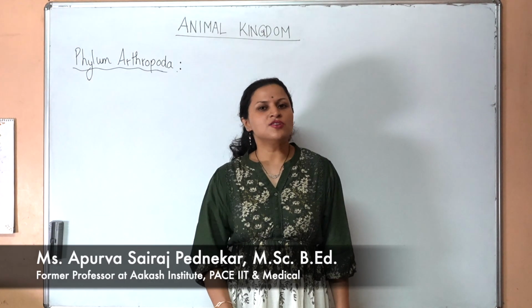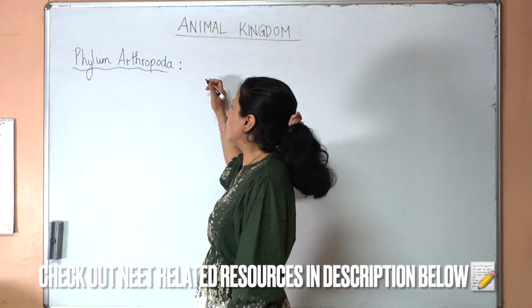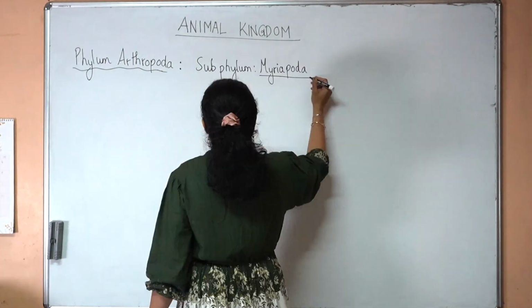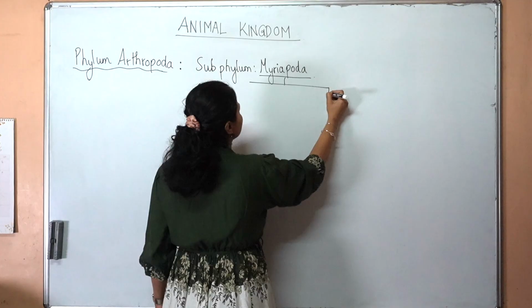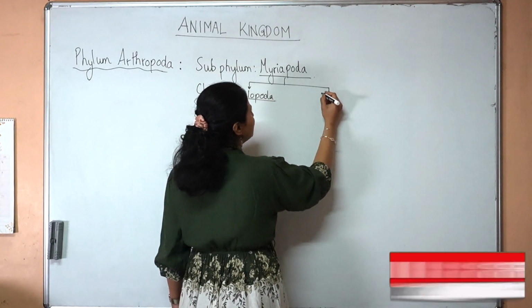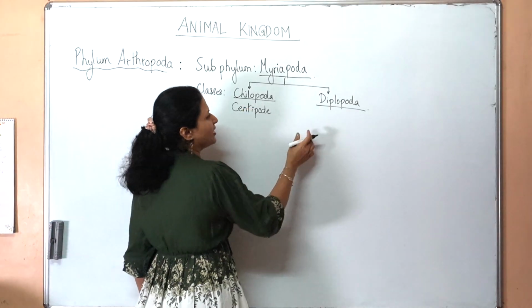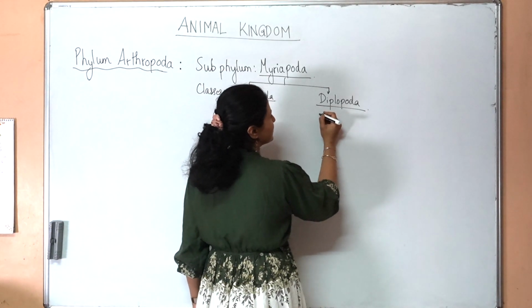Students, now we are going to look at the next two classes of phylum Arthropoda, that is class Chilopoda and class Diplopoda. Under phylum Arthropoda, there is a subphylum called subphylum Myriapoda, and these two classes that I mentioned fall under this subphylum. The members of class Chilopoda are called centipedes and the members of class Diplopoda are called millipedes.